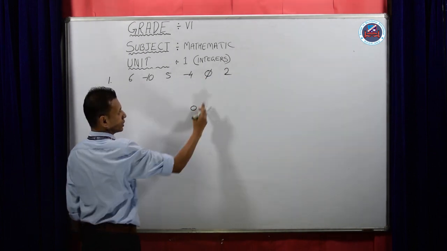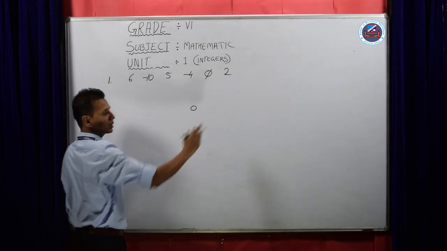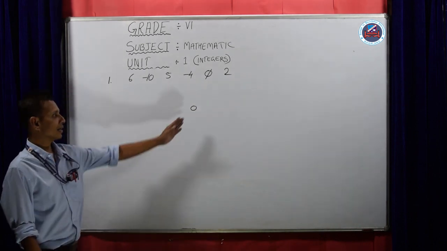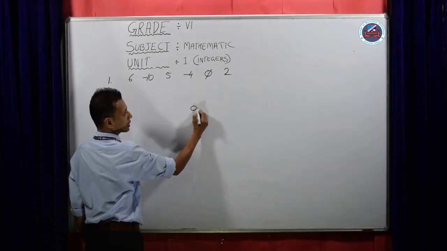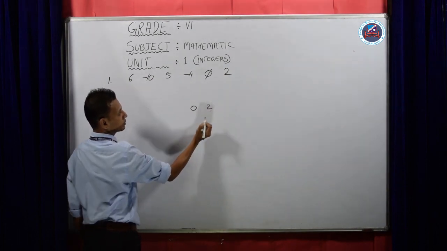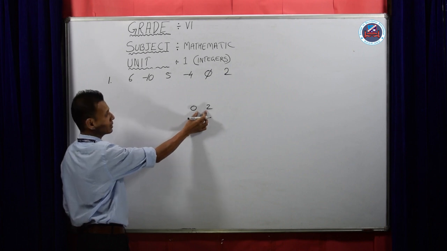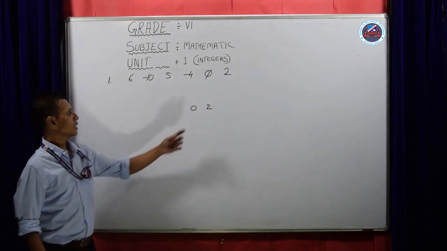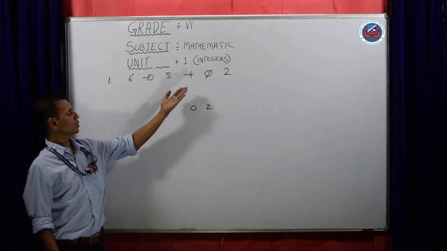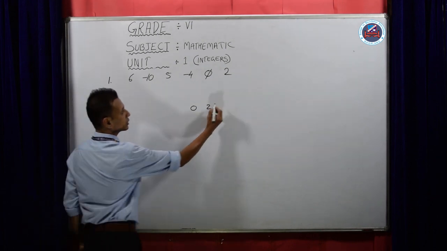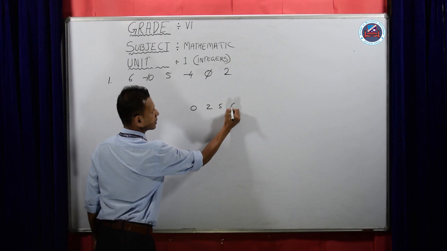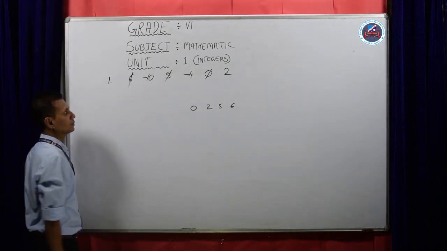Next, 2. You know that the right side of zero is all positive numbers and the left side is all negative numbers. So 2 is positive. I'll get it somewhere here, 1, 2. You don't give so much space, I'm just explaining to you. After 2 you will get 3, which is not there, 4 not there, 5 is there. After 5 you will obviously get 6. So 5 and 6 are done.